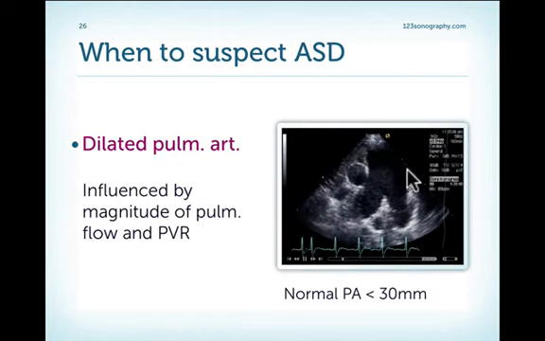Another sign frequently seen in patients with significant shunt is more or less a dilation of the pulmonary artery. This is in a short axis view: the aorta, and a severely enlarged pulmonary artery and pulmonary artery branches.